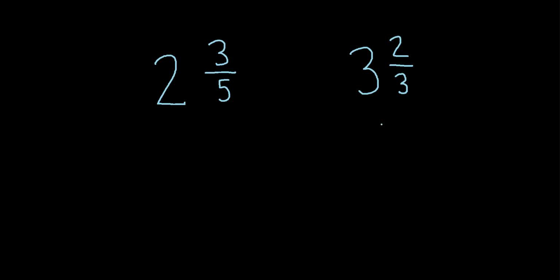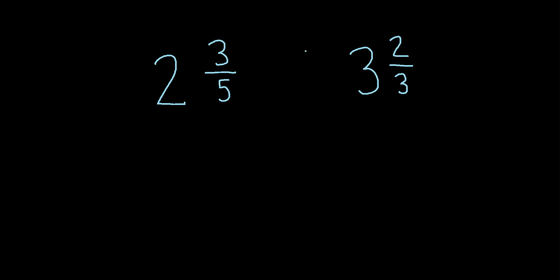Which one is larger? Well, when we're comparing mixed numbers, we first want to focus on the whole numbers in each mixed number. So here we have a whole number of 2, and here we have a whole number of 3. So if we can, we first want to say, well, which whole number is greater? Well, 3 is greater than 2, so we don't even have to go any further because we know that 3 in some fraction is always going to be greater than 2 in some fraction.